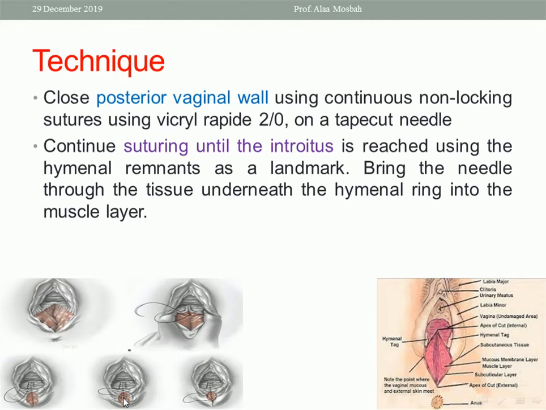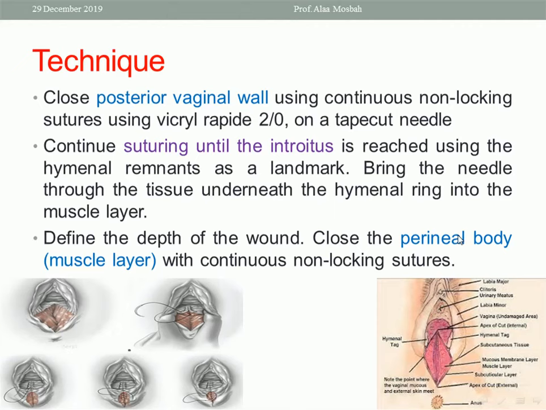Then define the depth of the wound, close the perineal body or the muscle layers with continuous non-locking suture. Again, continuous suture in the perineal muscle. So I pass the needle here to be in this part and repair the perineal muscles by continuous suture.